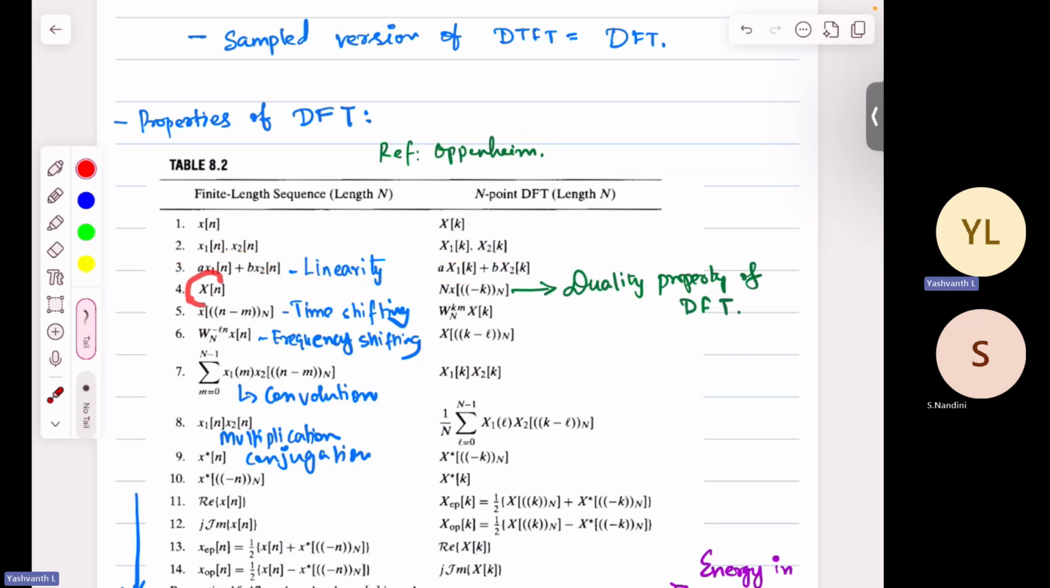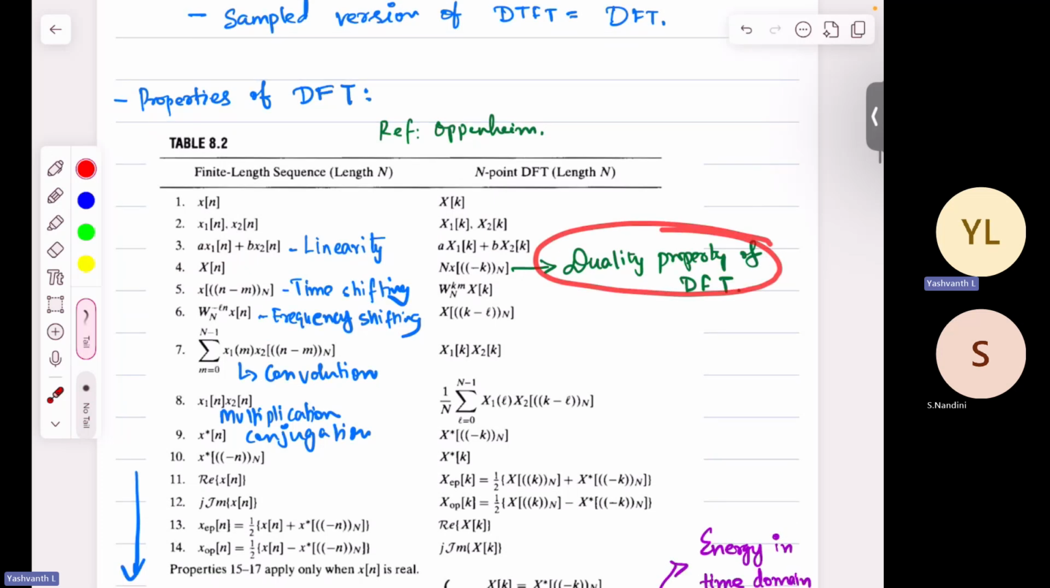If I have capital X of n, basically this is a duality property. That is, if I take the DFT function as a time domain signal, then the corresponding DFT of that particular time domain signal will be N times x of minus k modulo N. Okay, this is basically what is called the duality property of the DFT.